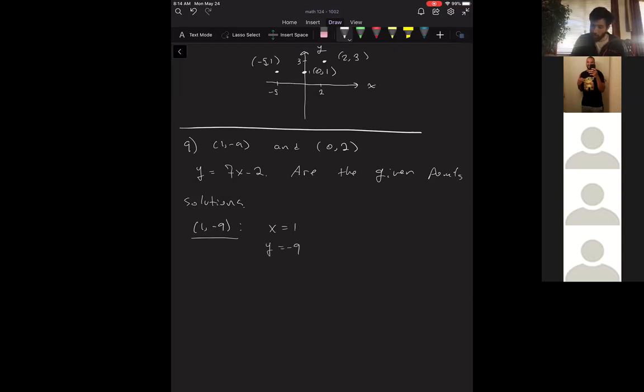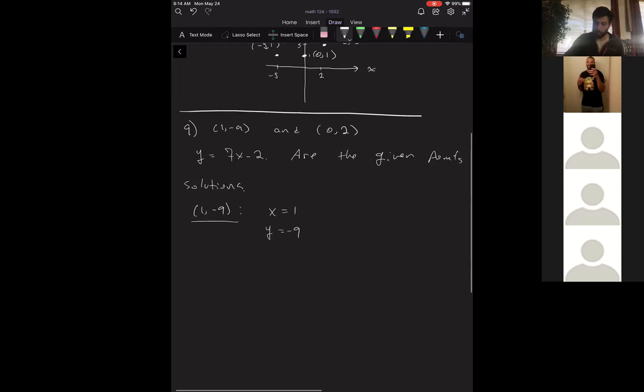All right, now let's plug those values into the equation and see if we get a true statement. So if Y is minus 9, that means we're going to get minus 9 is equal to 7, because here's the 7. Now we're going to plug the X in. The X is 1. And now we have minus 2. But notice this tells us that minus 9 is equal to 7 minus 2, which is 5. And that's not true.